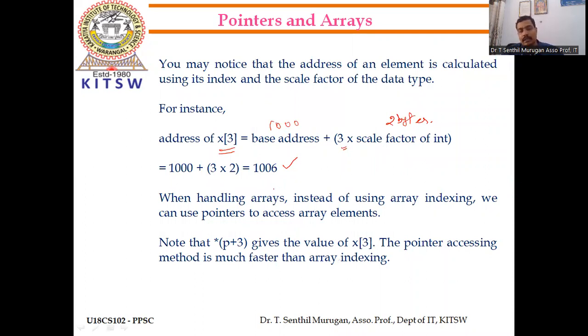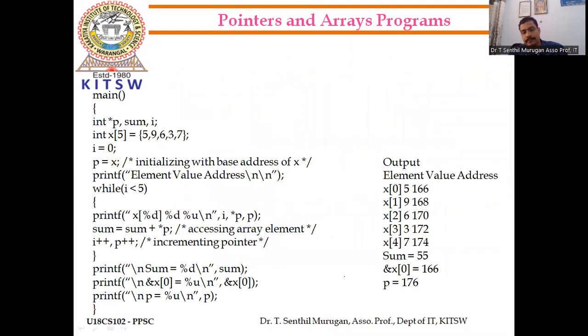Immediately it will access the particular location. That's why, compared with the array, the pointer moves fast to access the memory locations. Okay. So simply we can use *(p + 3), which gives the value stored in x[3]. Because of that it is much faster than array indexing.